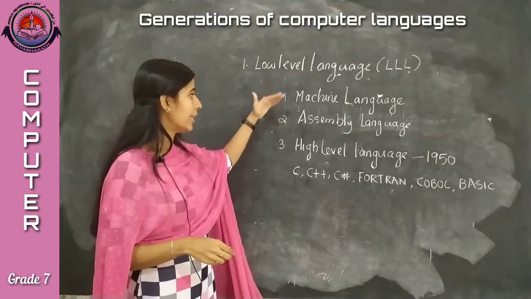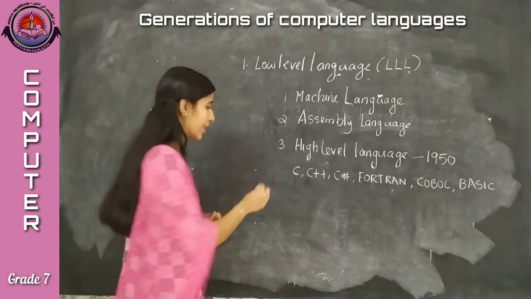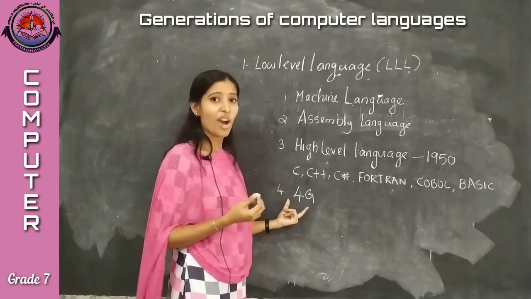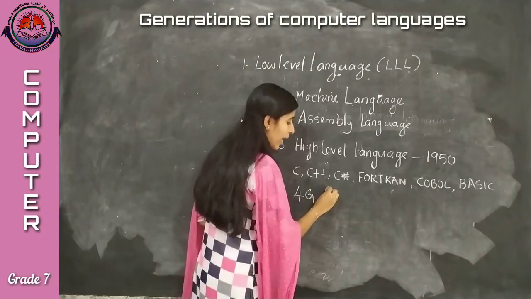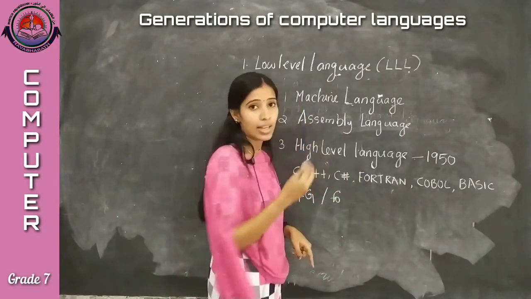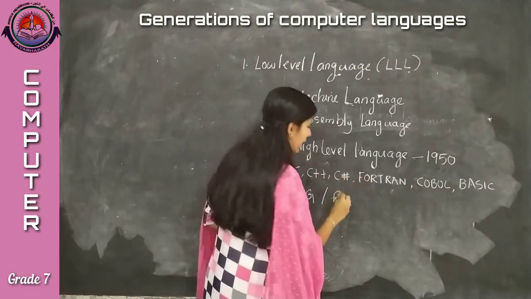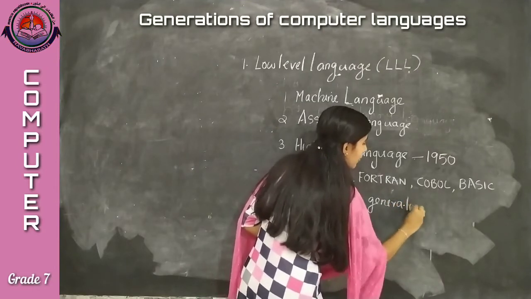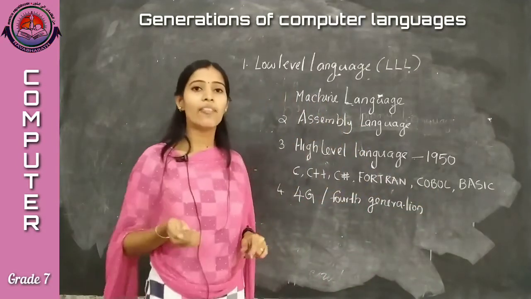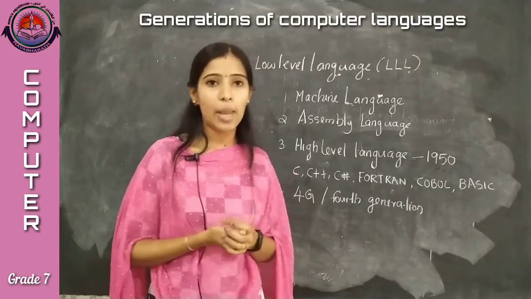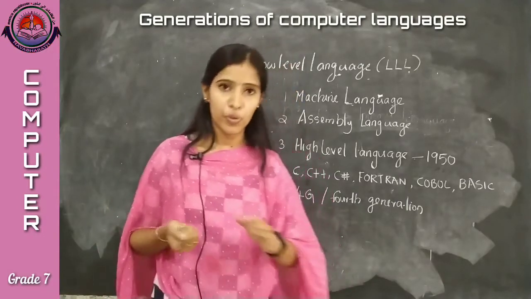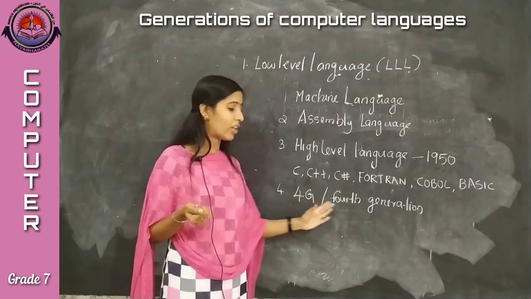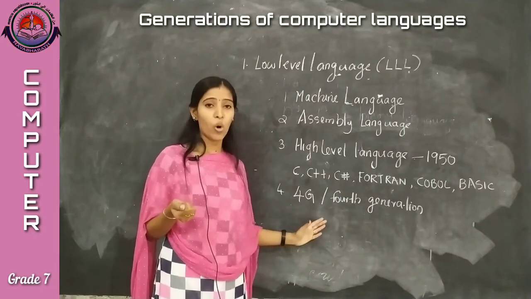Now we discussed the three generations of languages, and the fourth generation is 4G. You may be familiar with this word, right? 4G is also known as fourth generation language. The fourth generation language is developed for some complex types of programming software. We can develop complex programs by using this fourth generation.